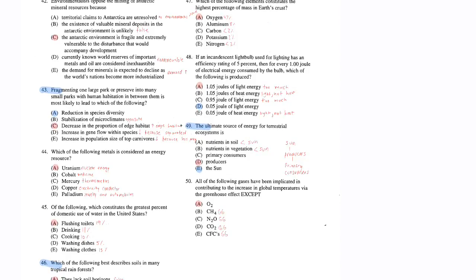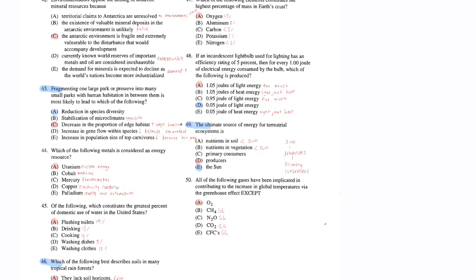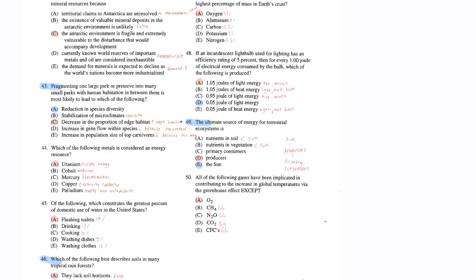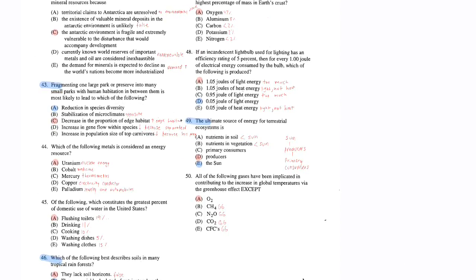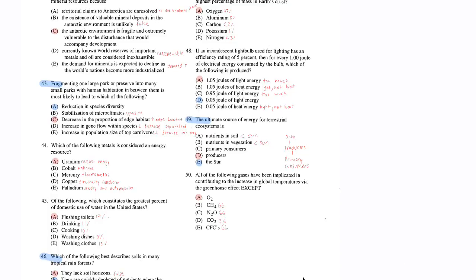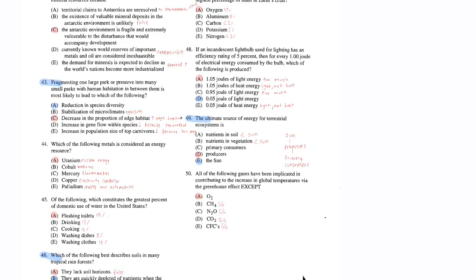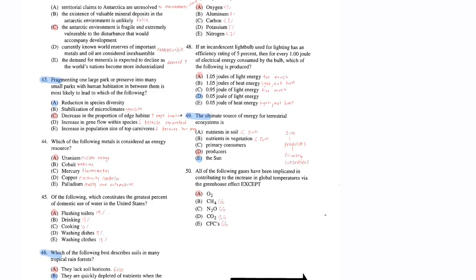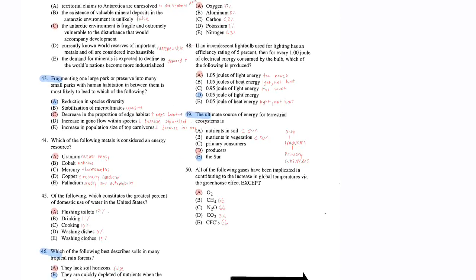Option E, they would decrease because there's less prey. Number 44, which of the following metals is considered an energy resource? The answer would be A, uranium. Option B is used for medicine. Option C is used for thermometers. Option D is used for electricity conductors. Option E is used in jewelry and automobiles.